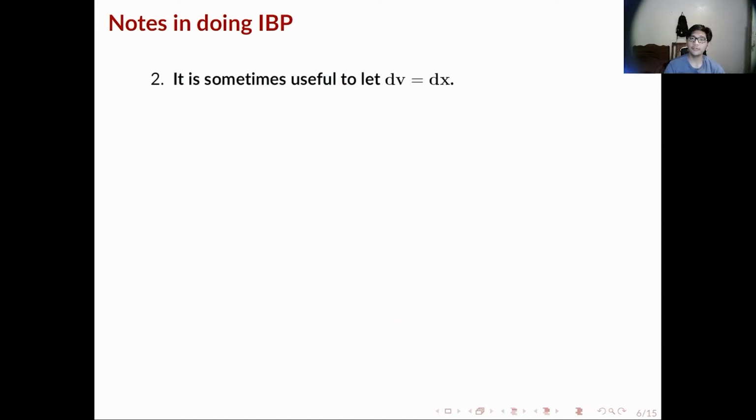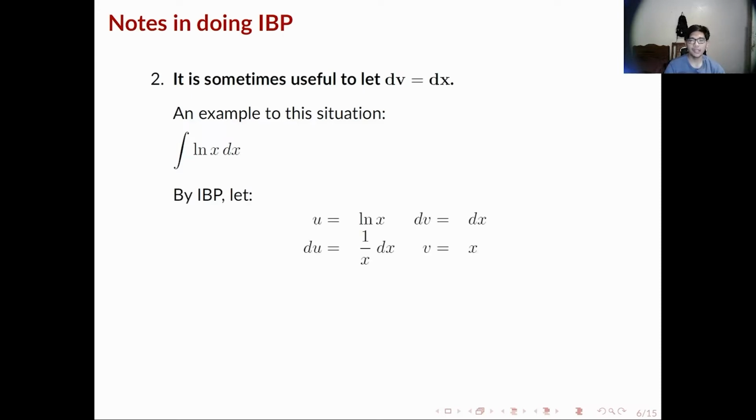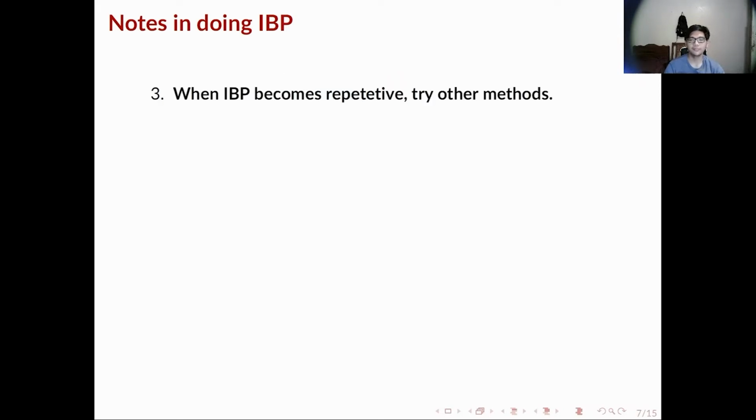Next, it is sometimes useful to let dv equal to dx. An example to this is the integral of ln of x dx. By IBP, let u equal to ln of x, and du equal to 1 over x dx. Let dv equal to dx, and v equal to x. Then, we have that the integral of ln of x dx is equal to x times ln of x minus the integral of x over x dx. Cancelling out x over x, we get x ln of x minus x plus c.